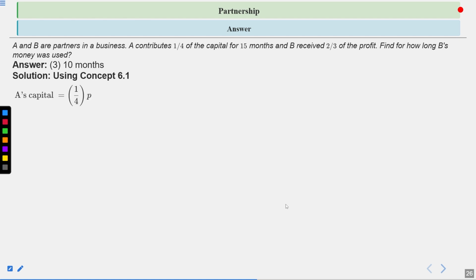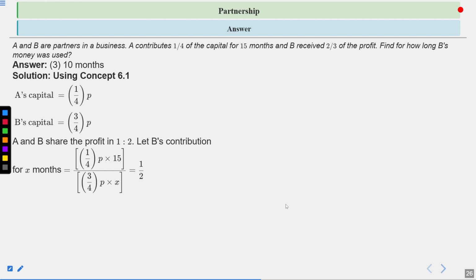So A's capital is 1/4 of P if the total investment is P. So the capital of B will become 3/4 of P. Now we just multiply it. We know that A's and B's profit ratio is 1:2 because B received 2/3 of the total profit. It means A gets 1 unit and B gets 2 units if the total profit is 3 units.